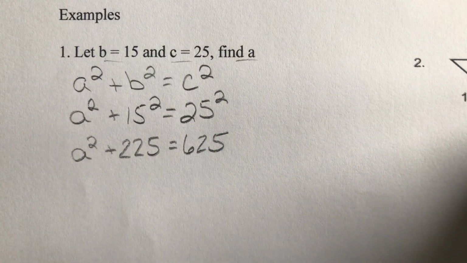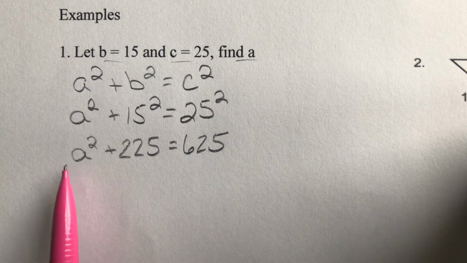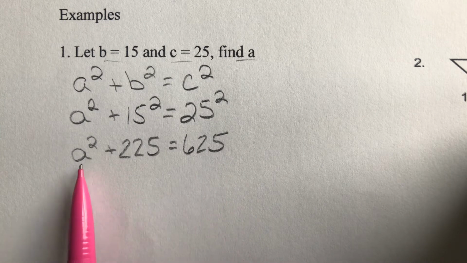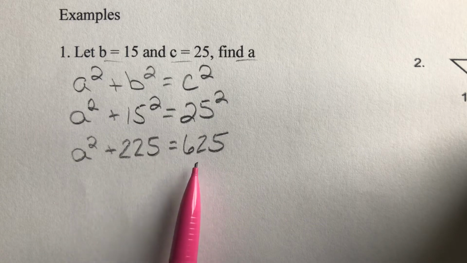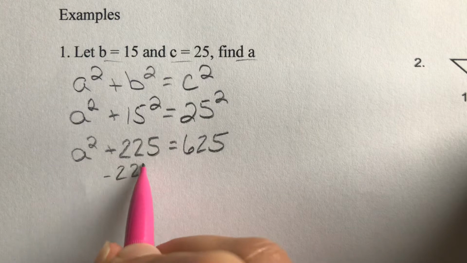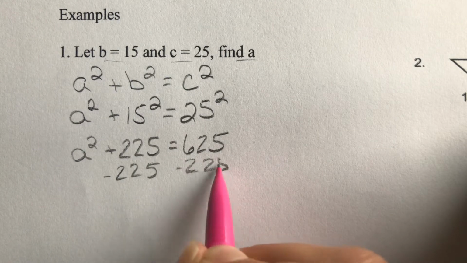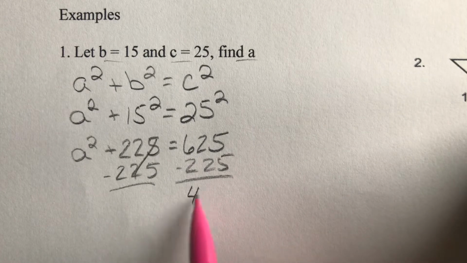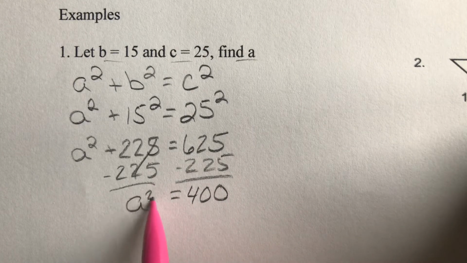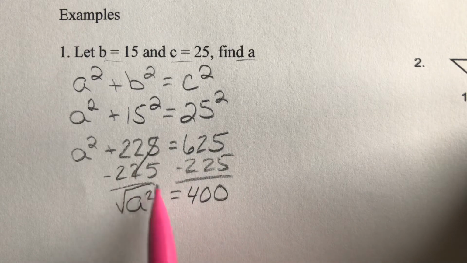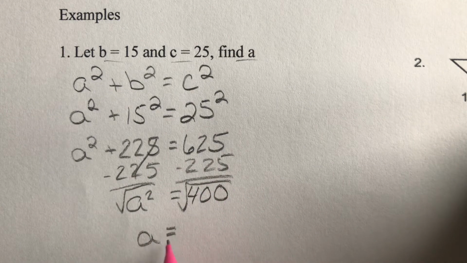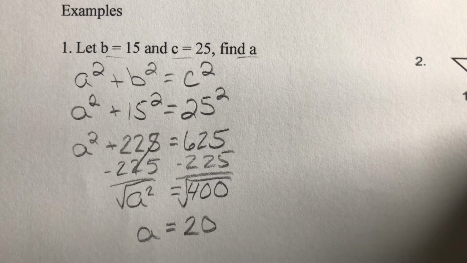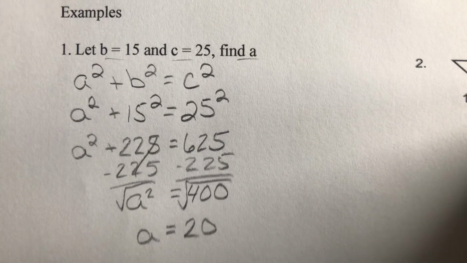Okay, so the difference now is that we're looking for a leg. We're given C, so we can't add these together. We need to do the opposite. We need to subtract. So I'm going to subtract 225 from both sides. 625 minus 225 is 400. A squared. And now we find the square root. Square root of a squared is just a. Square root of 400 is 20. And that's it. Okay, hopefully not too difficult.